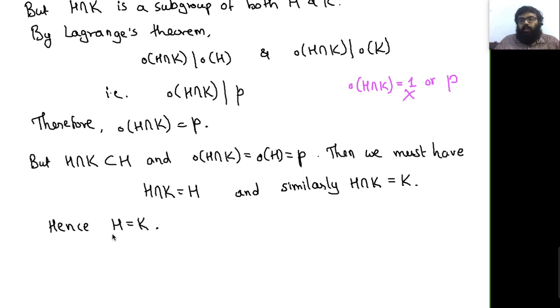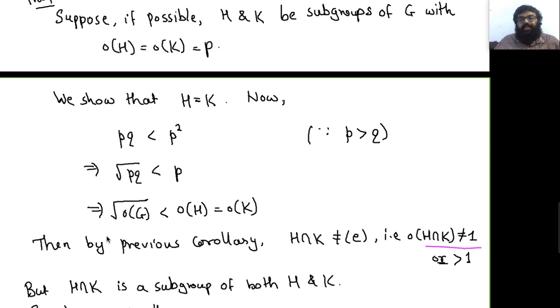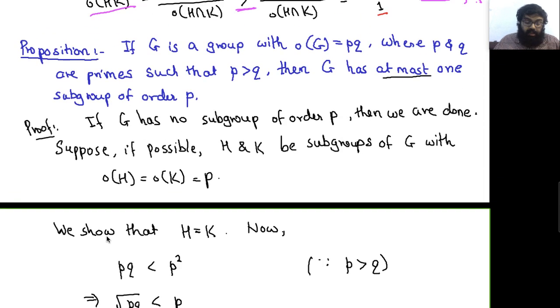So any group of order PQ. Now this type of question is really important in the NET exam. Any group of order PQ where P is the larger prime, what it says is that the group has at most one subgroup of that prime order. And as I said, we are going to prove that it has at least one subgroup of that prime order. When we club these two results together, we get exactly one subgroup of that order. A group of order 10 has exactly one subgroup of order 5. A group of order 15 has exactly one subgroup of order 5.